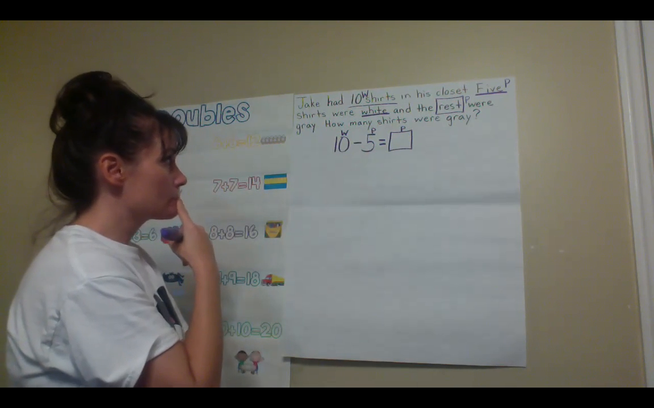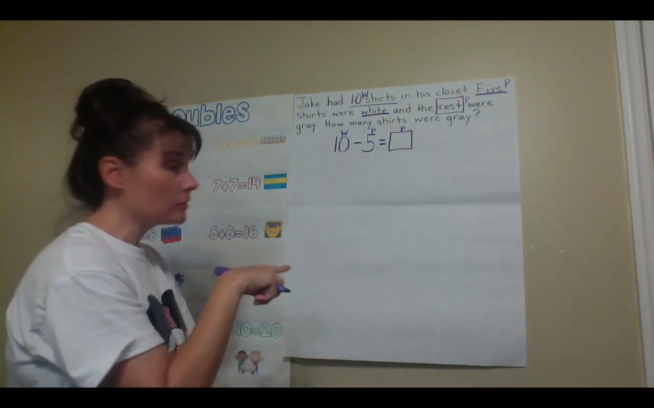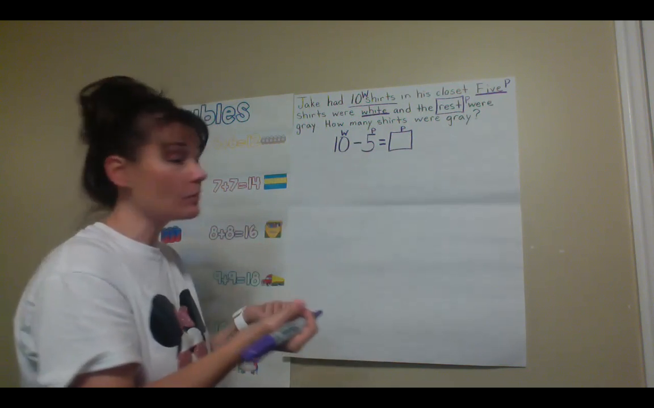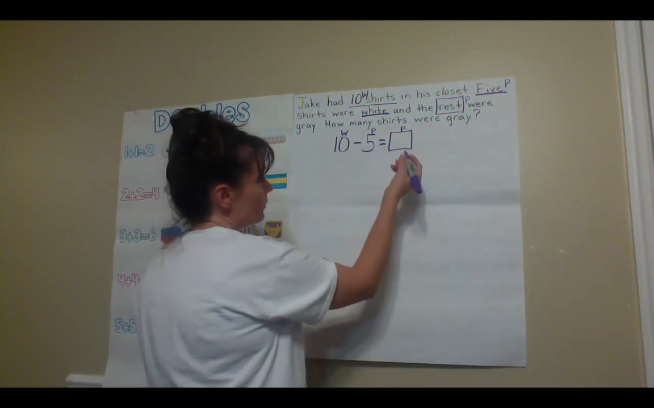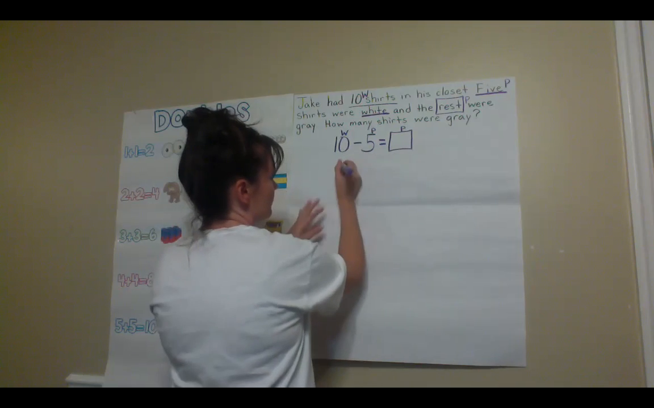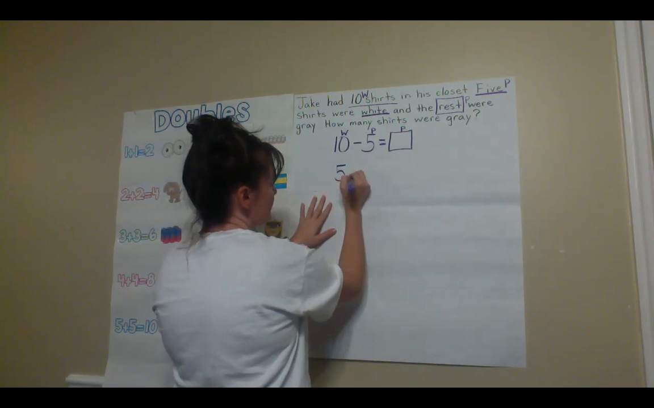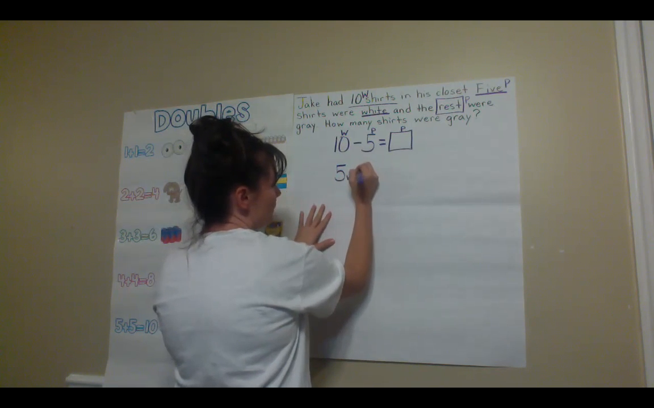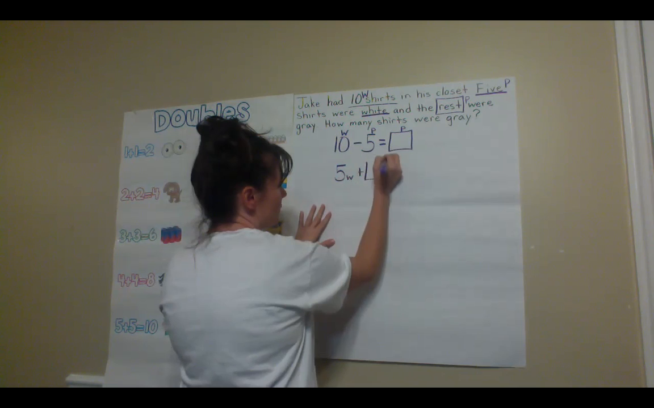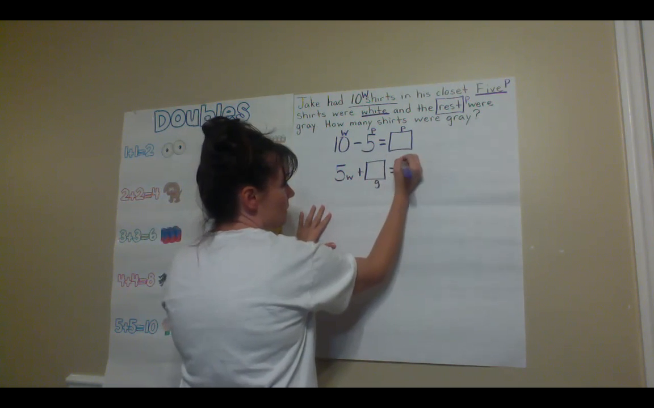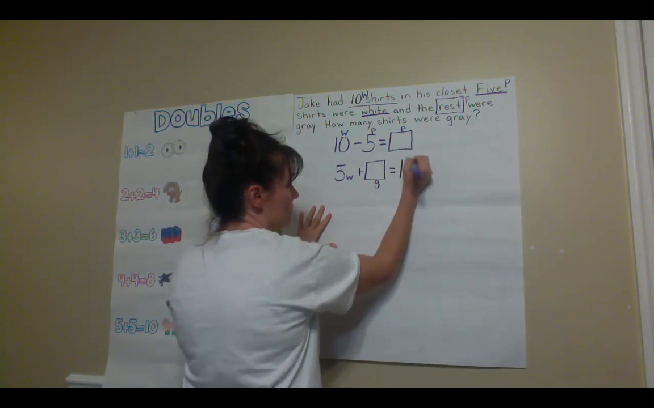I also know that my 2 parts go together to make our whole. So I know that we had 5 that were white plus the some that were gray equaled 10 shirts in his closet.